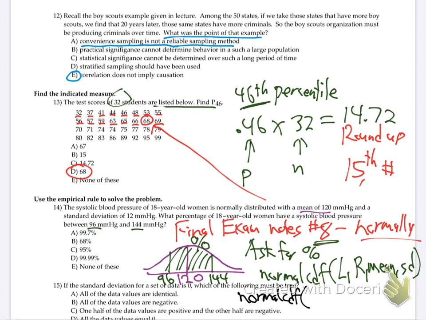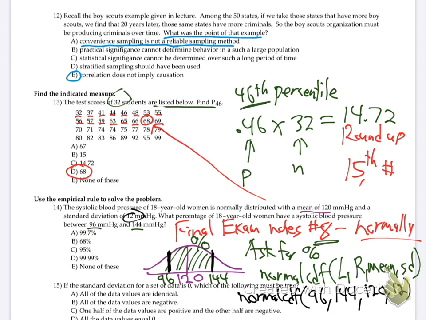And the left edge and right edge always mean the left edge and right edge of the chunk of shading, huh? So this is the left edge, and this is the right edge of the chunk of shading. 96 is the left edge. 144 is the right edge. The mean is 120. Standard deviation, they told me, is 12.